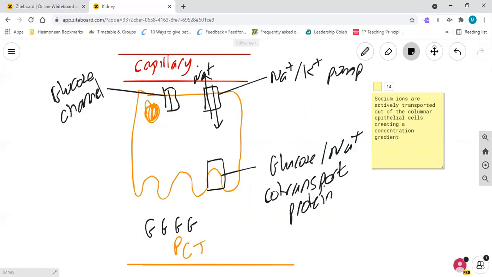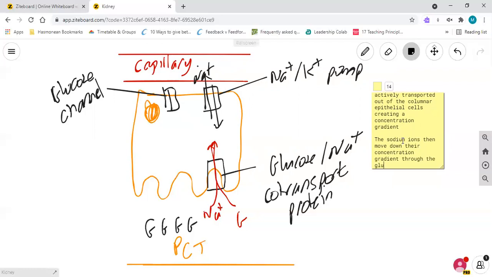The second thing that's going to happen then is that the sodium ions are going to want to come in down their concentration gradient, and when they do that, they will pull with them glucose through that co-transport protein, pulling glucose against its concentration gradient.